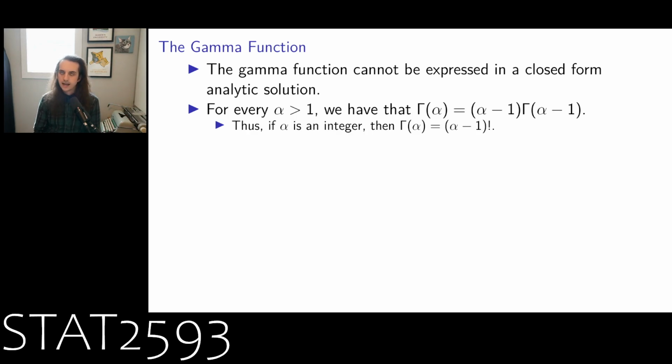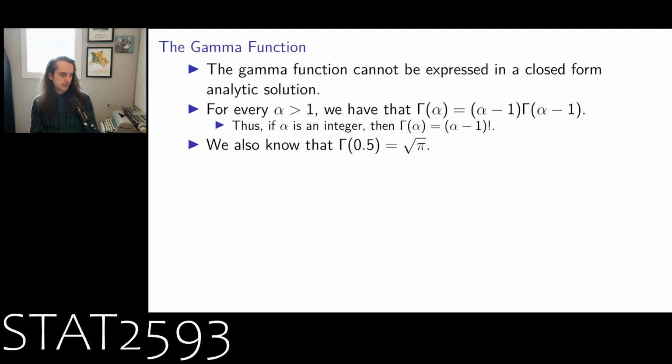And so if we have alpha being an integer, so take alpha equals 5, right? Then we can actually say that the gamma of alpha is going to end up being alpha minus 1 factorial. And if you just do that recursive process, you'll see it's going to be alpha minus 1 times alpha minus 2 times alpha minus 3, and so on, down through the factorial. So for integers, we know exactly what the gamma function is going to look like.